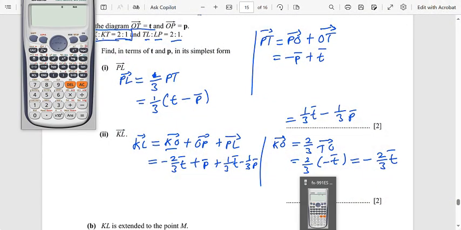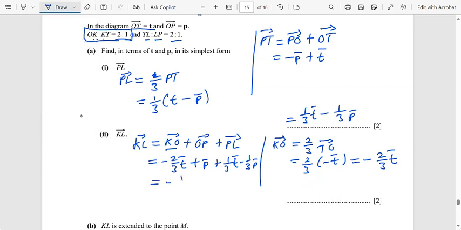So now I will group like terms. So if I say minus 2 over 3 T plus 1/3 T, the answer is equal to minus a third T. So that's minus a third T. Then P minus a third P, that's 2/3 P. So on my answer, I might say that vector KL is equal to, I would have to start with the positive first, which is 2/3 P minus a third T.